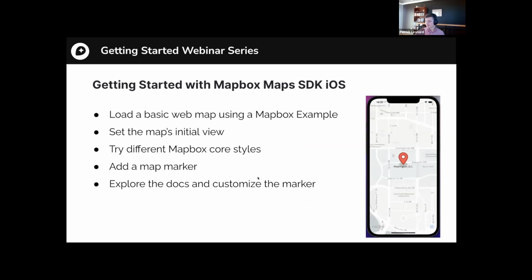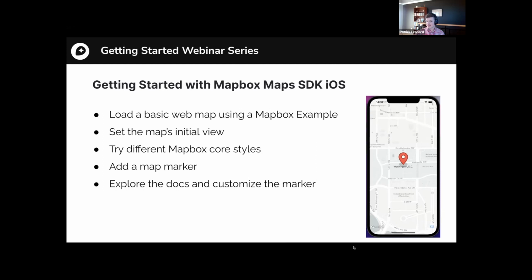Today, we're going to go over a few different items. We're going to start with a basic web map in the iOS SDK, just loading with a few lines of code and pulling the world of Mapbox data into your application. From there, we're going to play with some of the initial setting options, so changing the map camera and also adding some annotations and manipulating those annotations to display different pieces of information. Lastly, we're going to explore the docs, so you can learn where you can learn more and how you can start to integrate the Mapbox Maps SDK into your application.